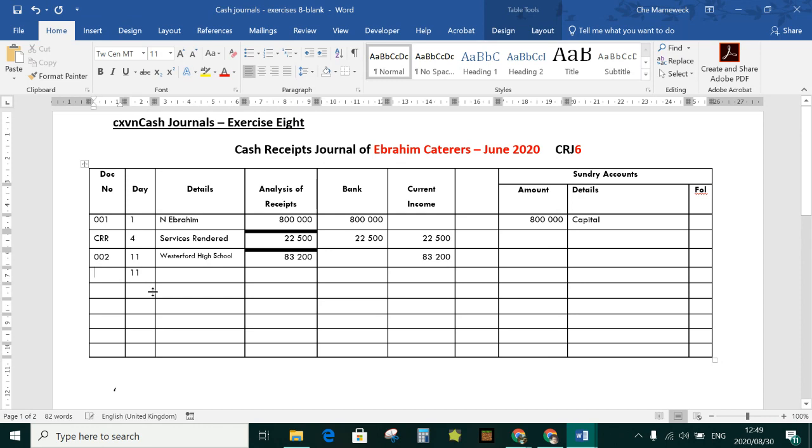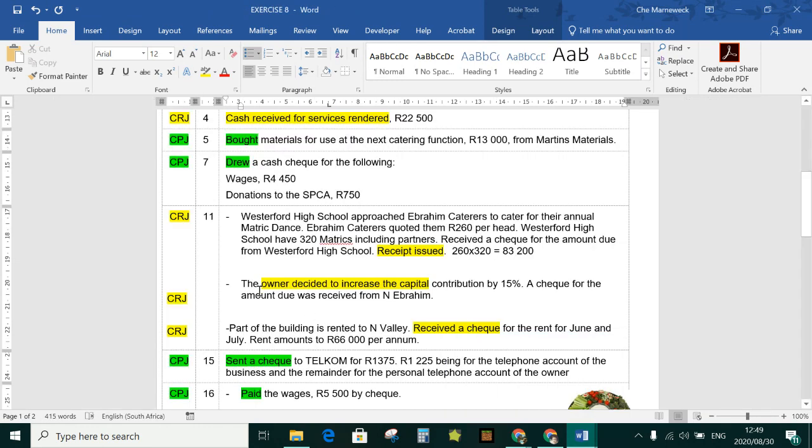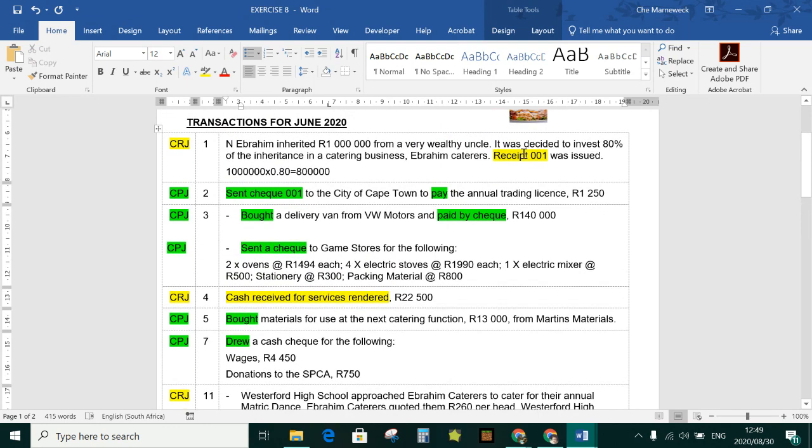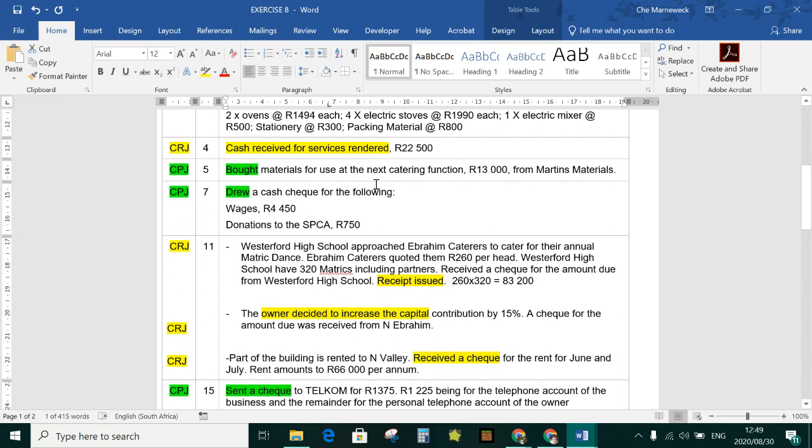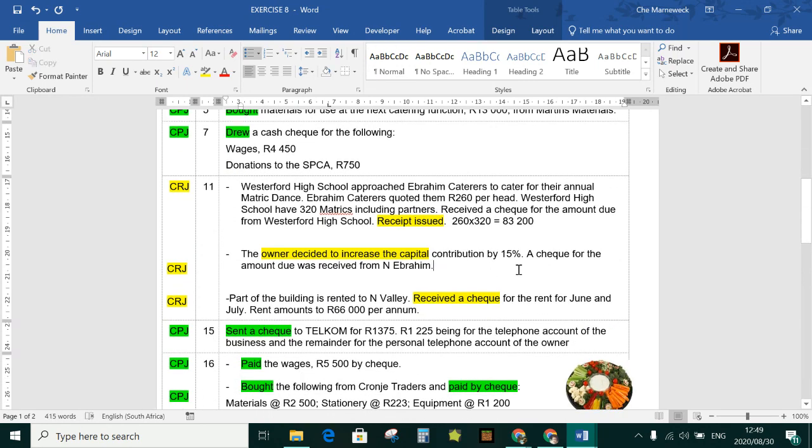The next transaction on day 11, the owner decided to increase the capital contribution by 15%. We look back and we see 800,000 was invested in the business as capital. We are now going to increase that by 15%. So we're going to do a calculation. 800,000 times 15, so 0.15, or times 15 divided by 100. And you use your calculator and you will get 120,000.